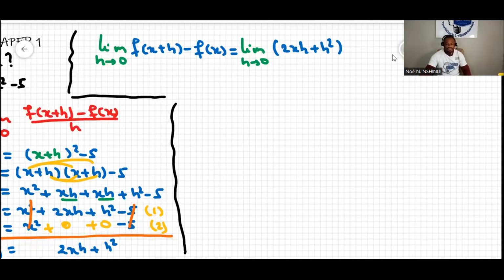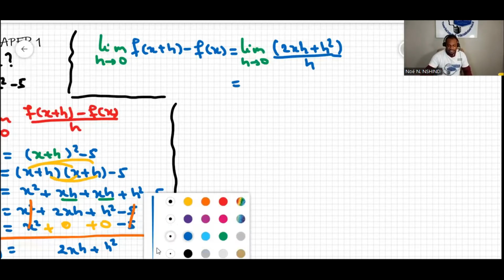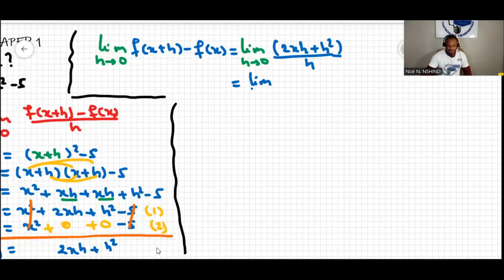Then this means now over h, okay, over h. Now we can notice that over here, in this fraction, we have h at the numerator and h at the denominator. So over here we can simplify. We can write the limit of h approaching 0, okay?